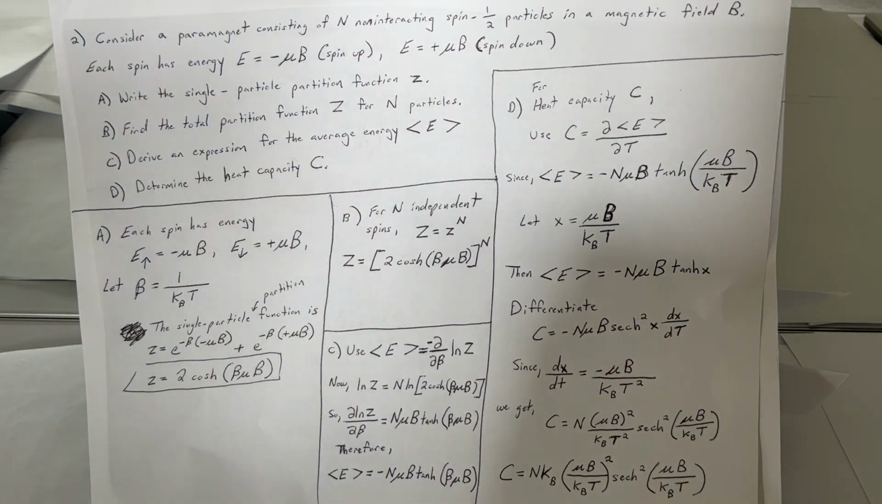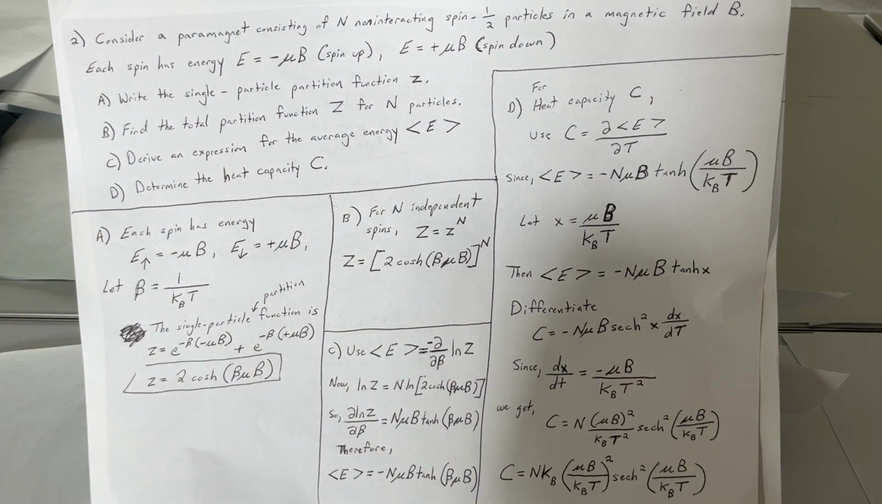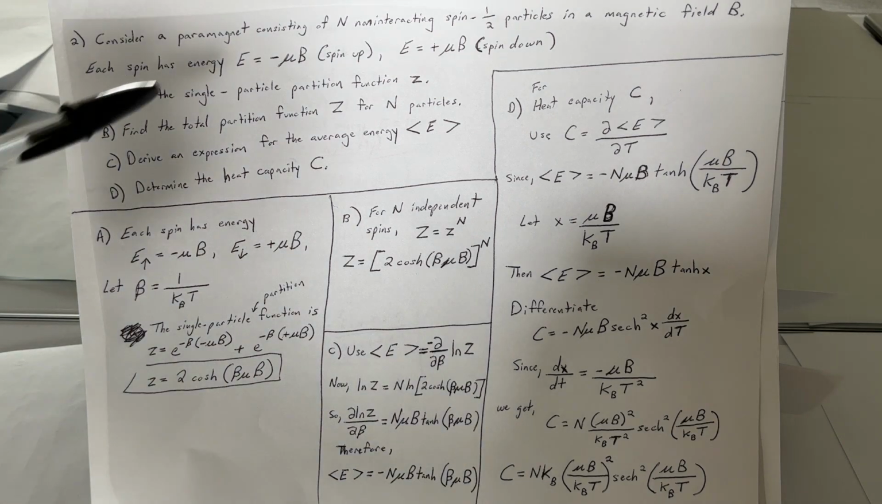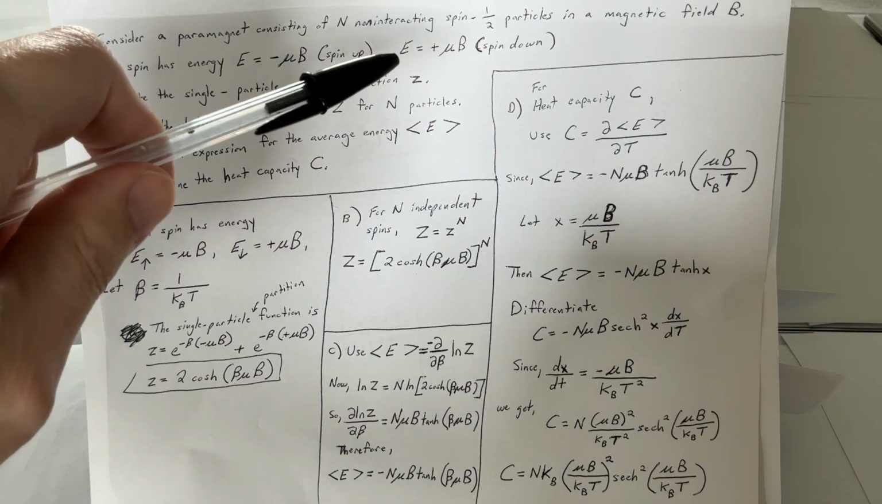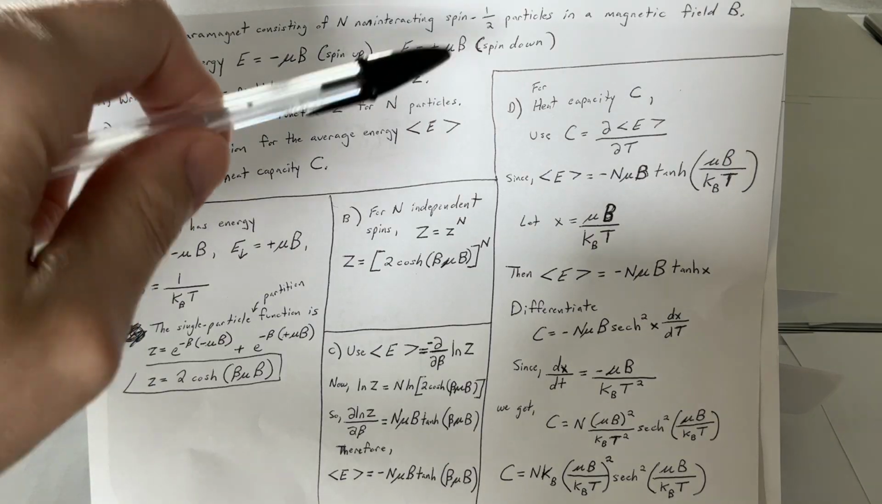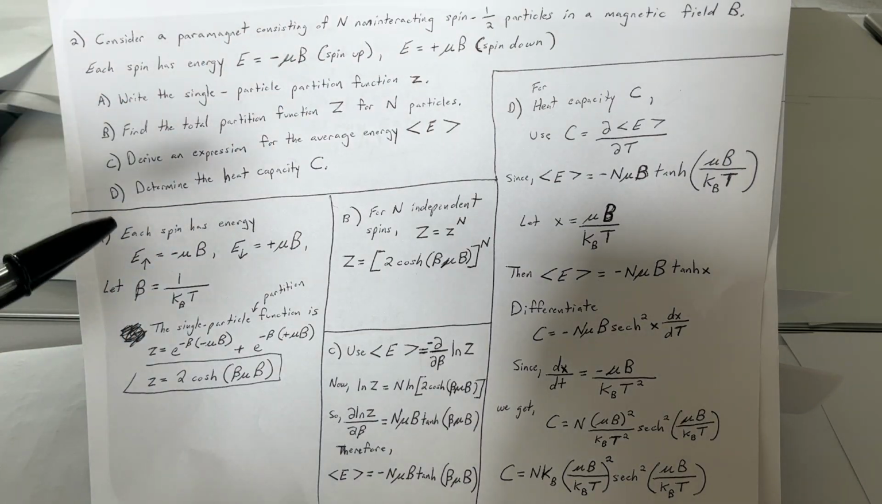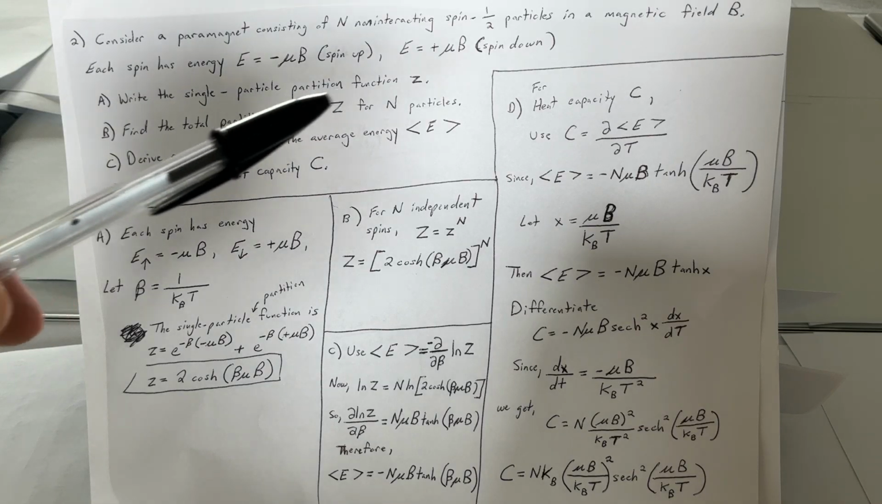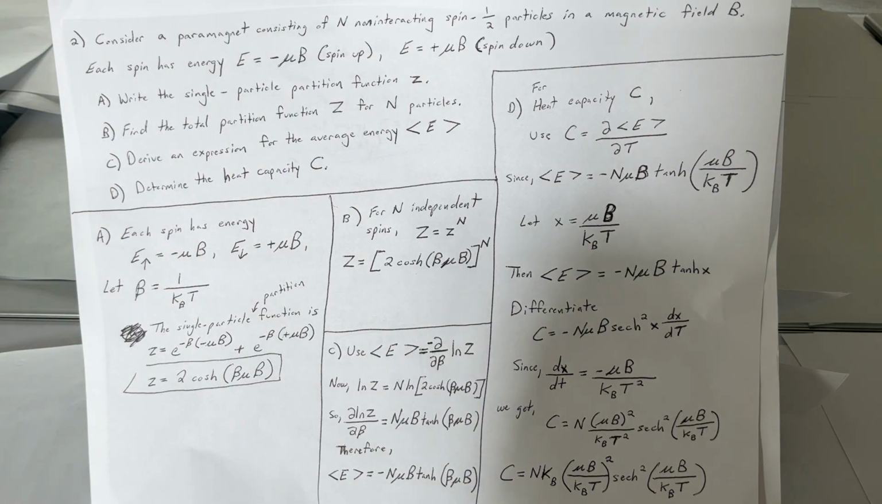Okay, for 2. Consider a paramagnet consisting of N non-interacting spin 1/2 particles in a magnetic field B. Each spin has energy E equals negative mu B spin up, and E equals plus mu B spin down. Part A, write the single particle partition function, z. So for part A, each spin has energy going up, negative mu B, down, positive mu B.